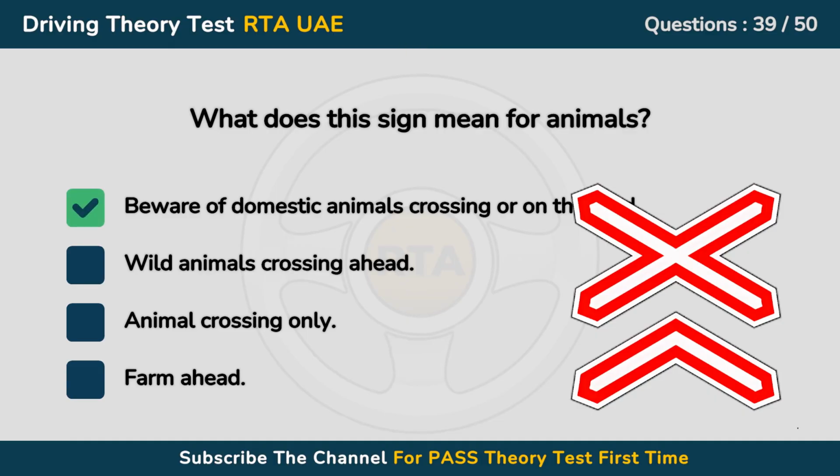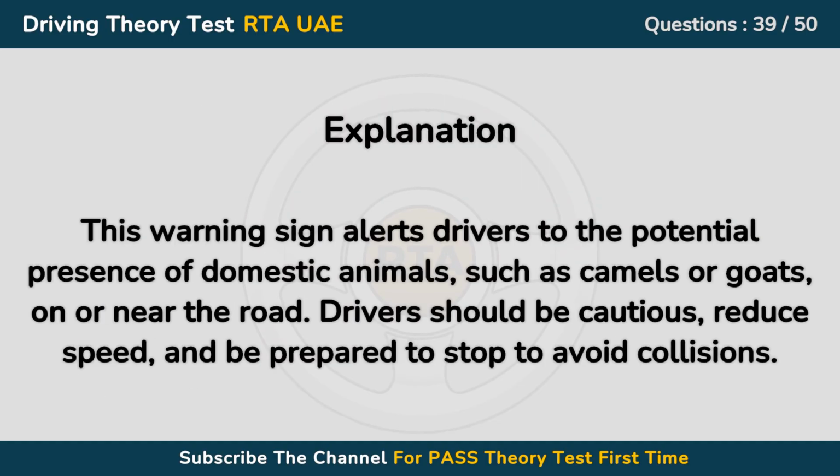Answer is A. Beware of domestic animals crossing or on the road. This warning sign alerts drivers to the potential presence of domestic animals, such as camels or goats, on or near the road. Drivers should be cautious, reduce speed, and be prepared to stop to avoid collisions.